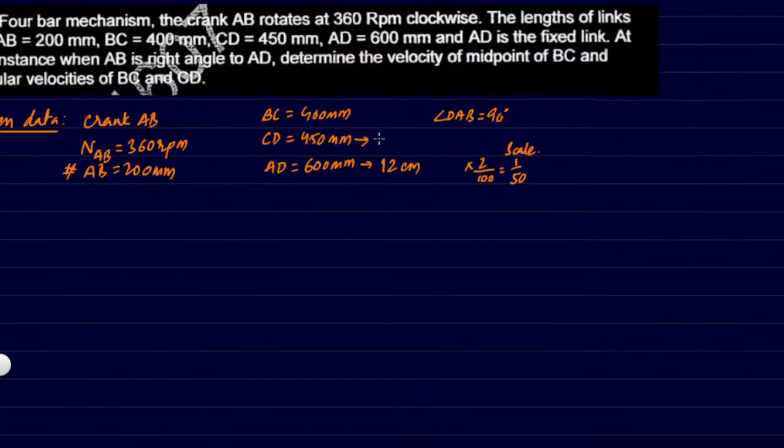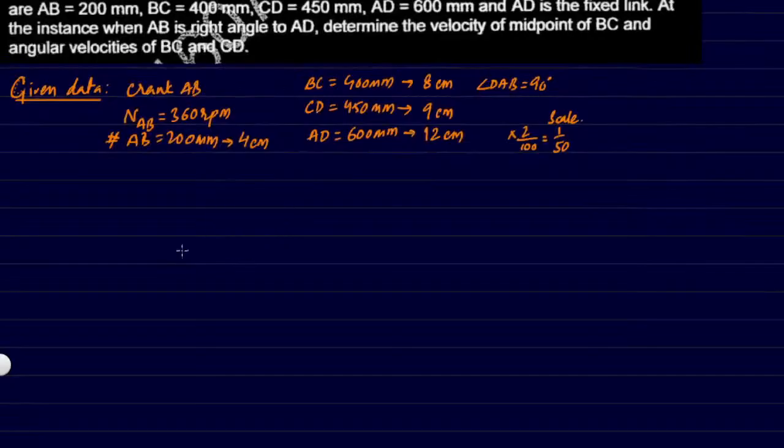So when we multiply this with 1 by 50, 4.5 into 2, we get 9 centimeters. This is 400. 4 times 2, that is 8 centimeters, and this becomes 4 centimeters. So these are the drawing lengths. We have taken the scale and we have quickly found out the drawing lengths. If you want, you can put it in a nice table as well. So let's now quickly draw the position diagram.